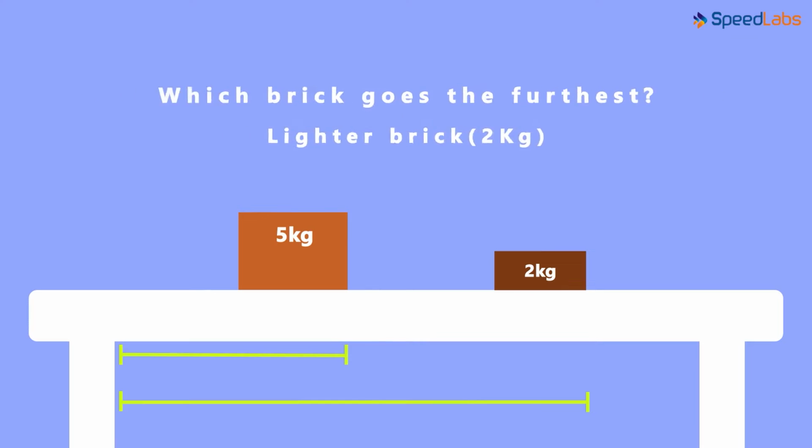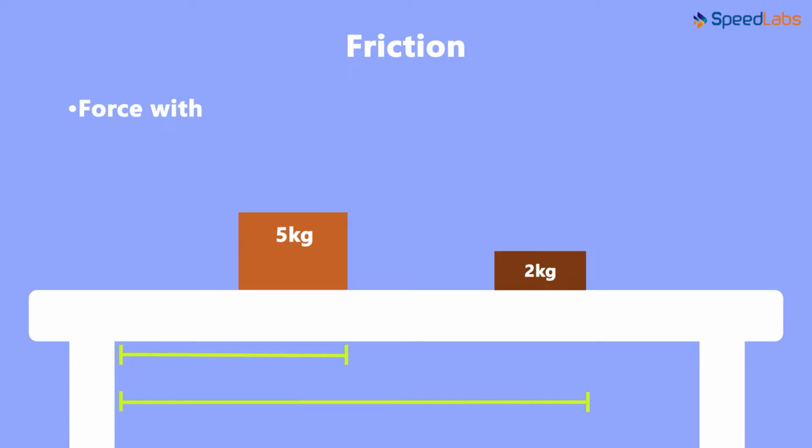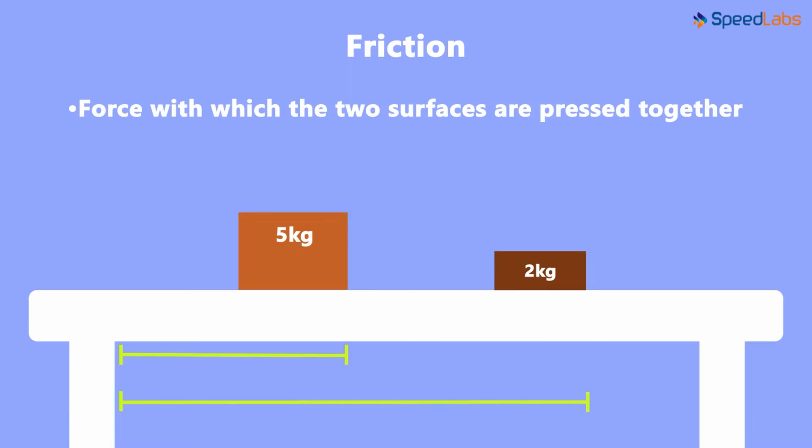It tells us that the friction also depends on the force with which the 2 surfaces are pressed together. If the 2 surfaces are pressed harder, the friction will be more. Why is that? Because of the second brick's greater weight, it presses on the table with greater force. Since its surface and the table's surface are pressed together harder, the interlocking between the irregularities is more. And this results in more friction.